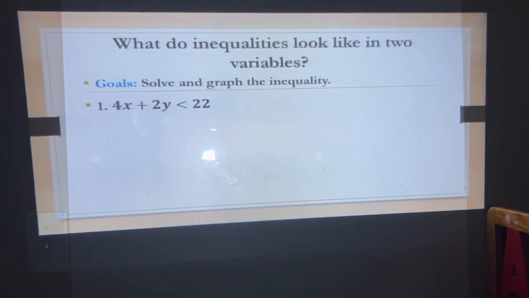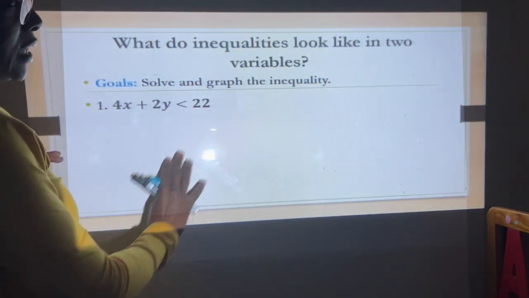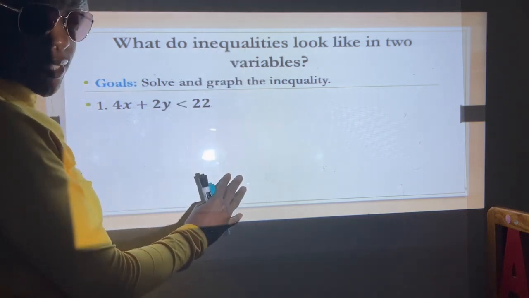All right, so let's look at 4x plus 2y is less than 22. We're going to go through this by hand. We're going to go through this using decimals.com.